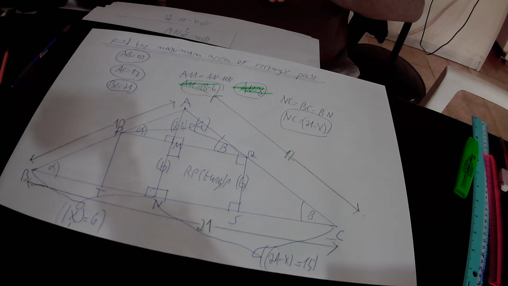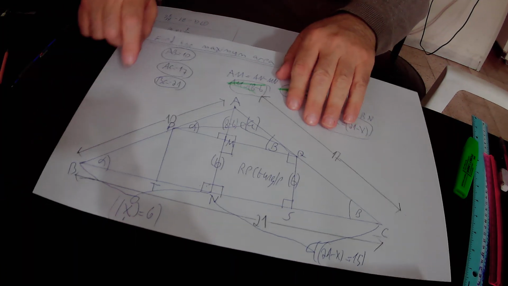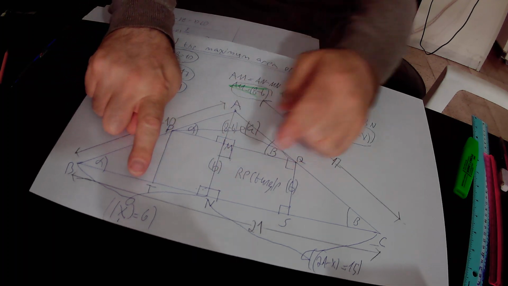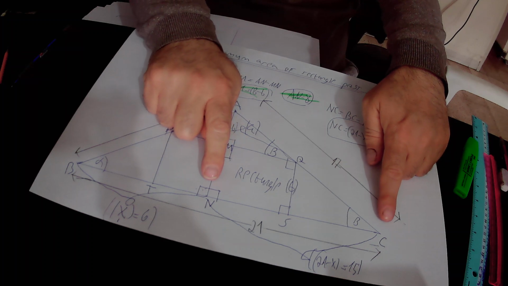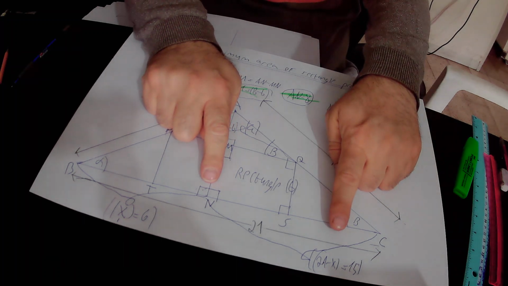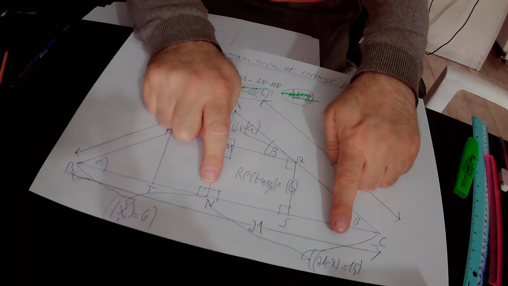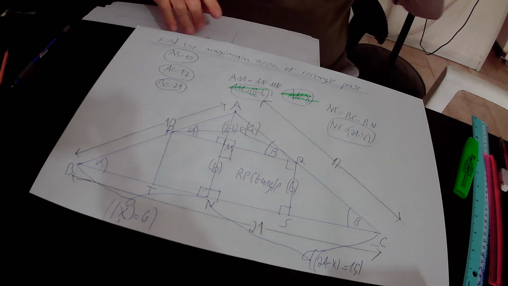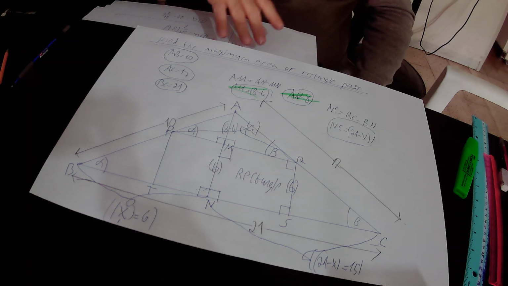Okay, this is line segment BN, which equals x, and x equals 6 units. And this is line segment NC, which equals 21 minus x, and x is 6, so it is 21 minus 6, that is 15. In the next step, we return to equation 1.